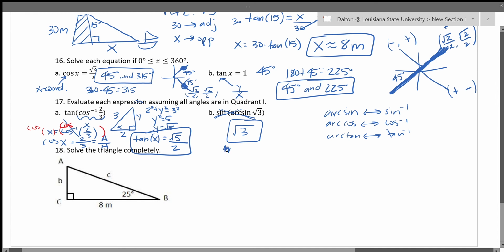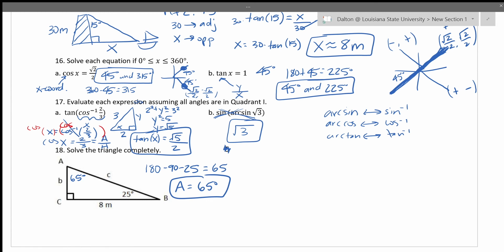So if I want to find my third angle A, all I need to do is remember the 3 angles in a triangle add up to 180. So 180 minus 90 minus 25 is going to equal 65. So that's pretty easy. Angle A is going to be 65 degrees. And then all that's left is for me to find 2 sides. So please know there are so many different ways that you could approach solving for the sides. It's totally up to you.